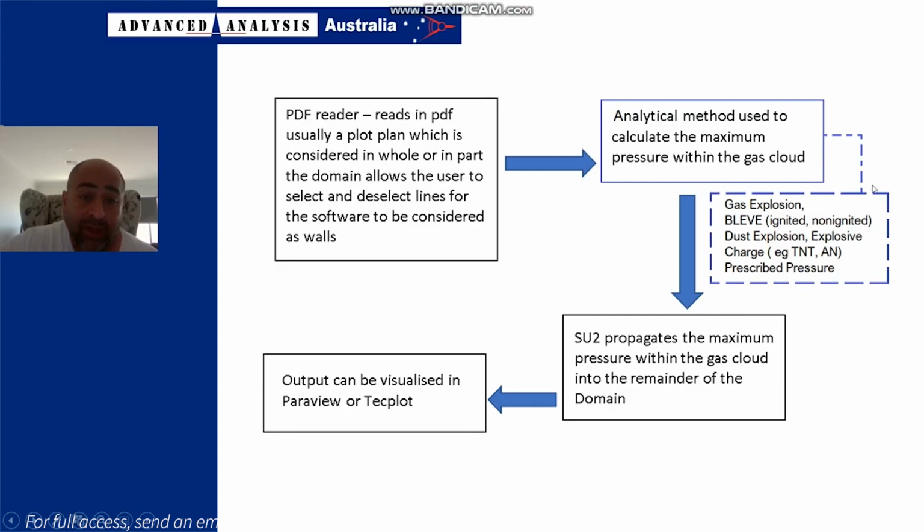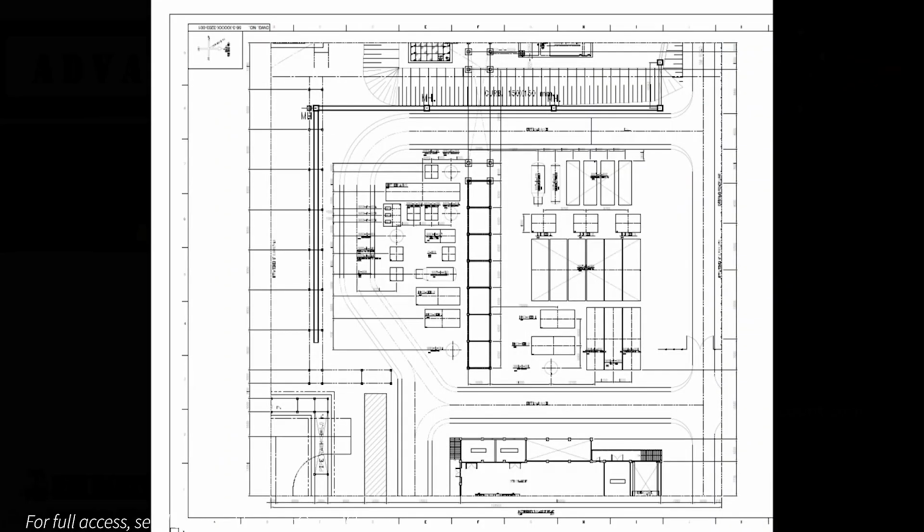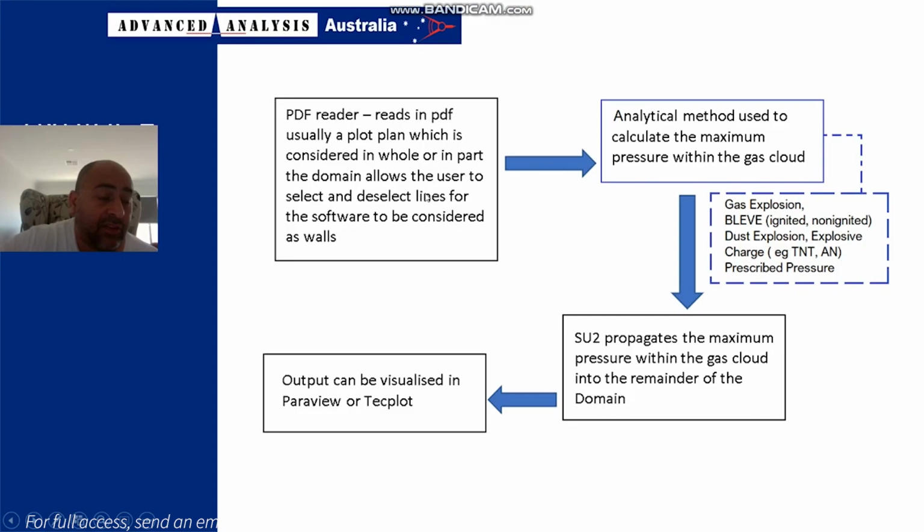The way that the software works is basically you read in a PDF of a plot plan of an offshore platform or an FPSO, what have you. Usually it's a top view, but it can be a side view, and sometimes those are very useful. You can select the domain to be either the entire plot plan or part of it by controlling things. And then when you're ready to go, you can set it to run.